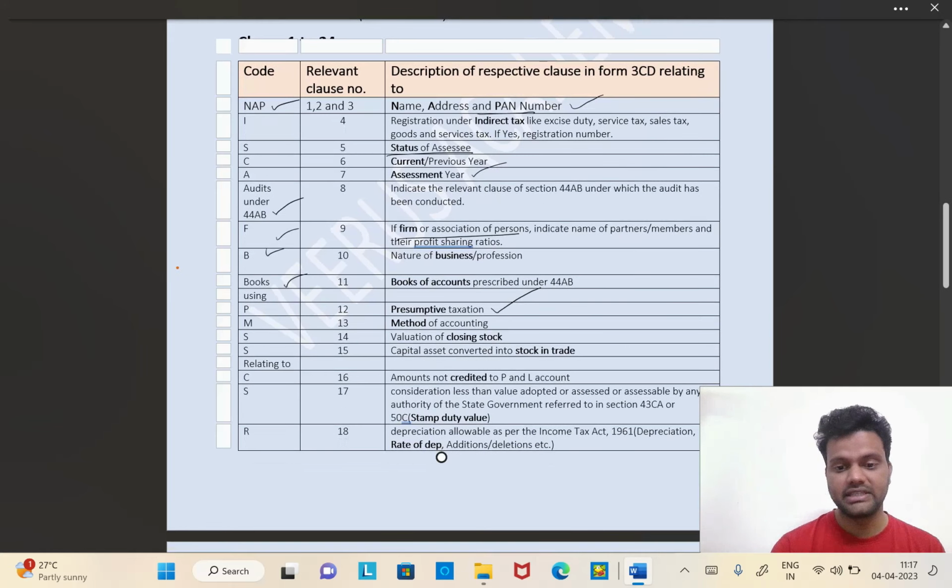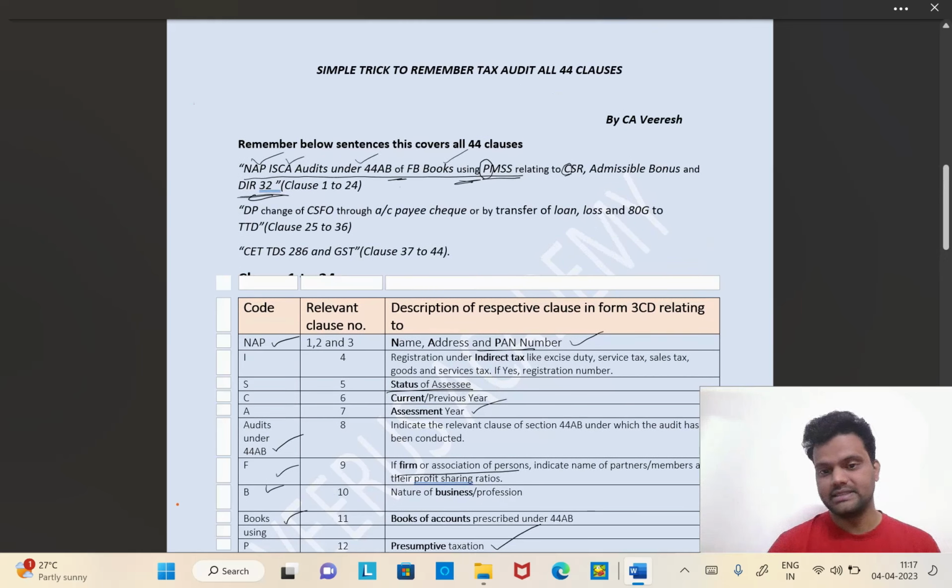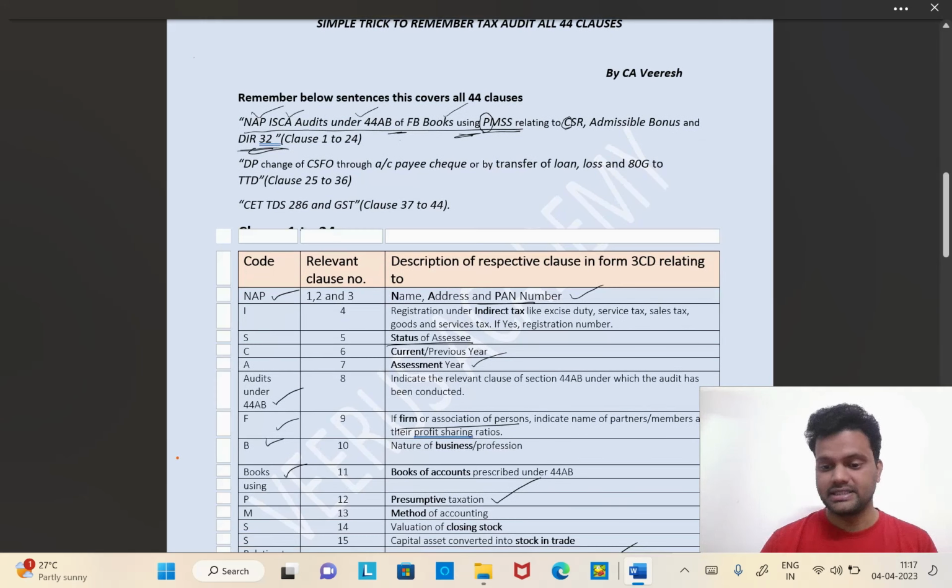Clause number 16 is related to the amounts which are not credited to the P&L account. Okay, so it is that easy. You just need to remember it and practice one or two times. Immediately after this video you will be able to remember. Okay, and we will move on to the next sentence.